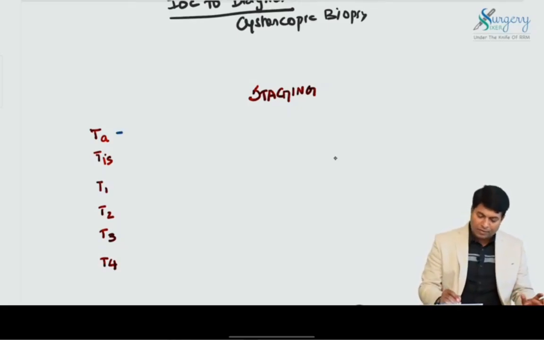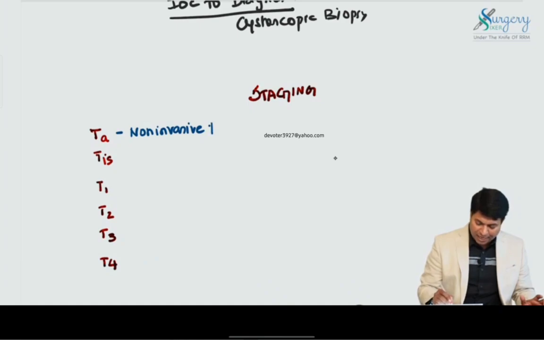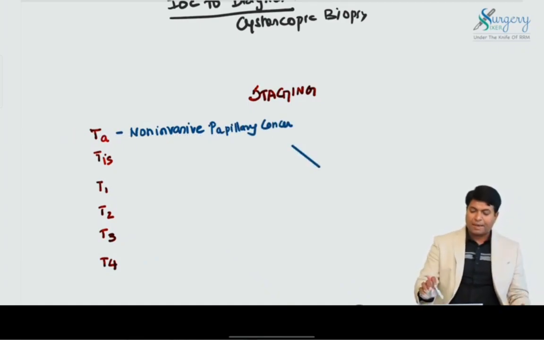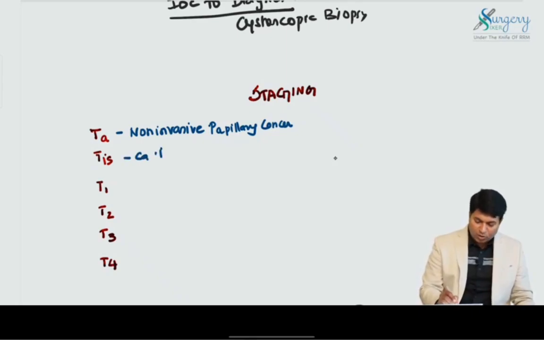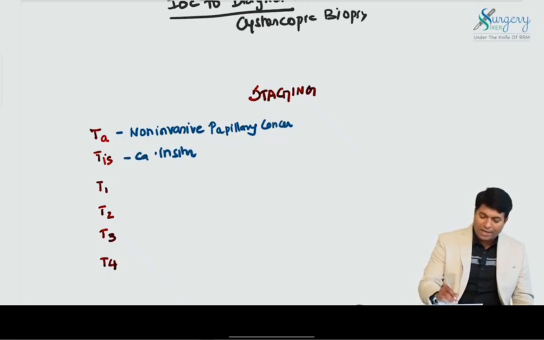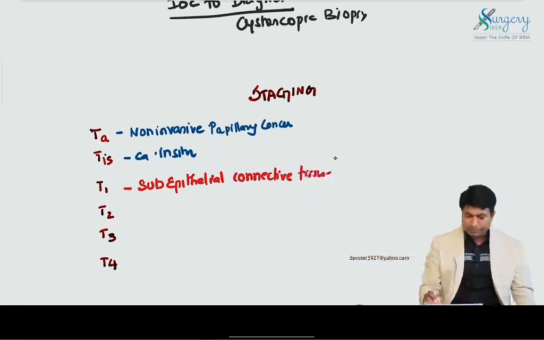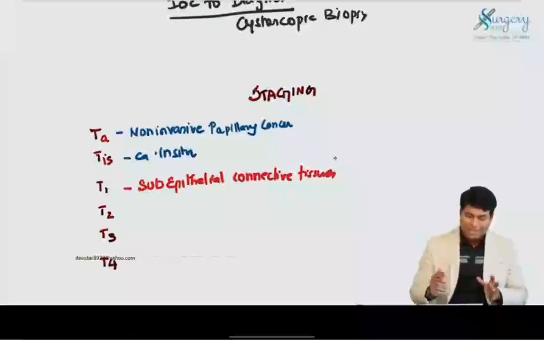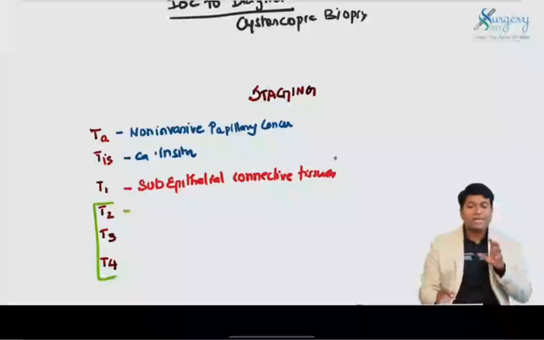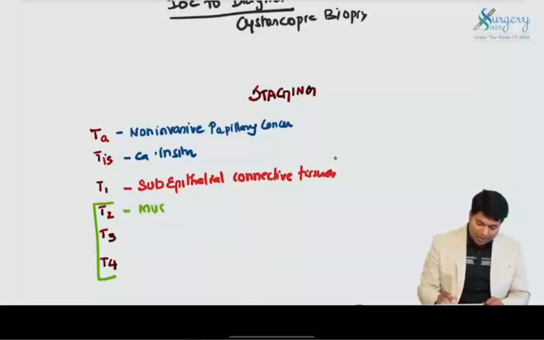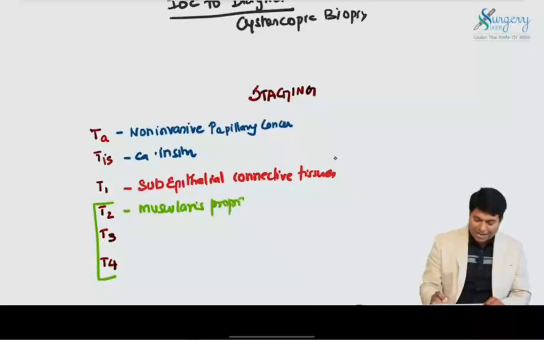TA is a non-invasive papillary cancer. TIS is carcinoma in situ. T1 is a tumor involving subepithelial connective tissue, which is involvement of the mucosa. Now the tissues start. T1 is subepithelial connective tissue. T2 is when the muscularis propria of the bladder is involved.